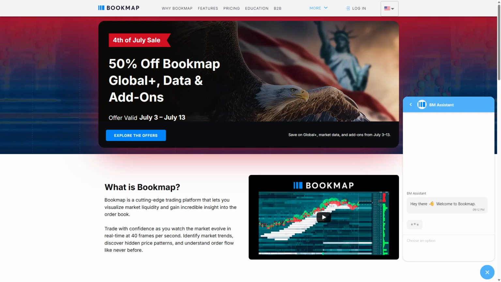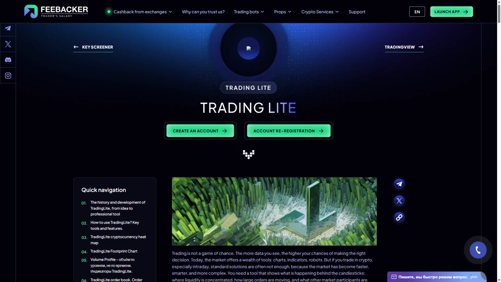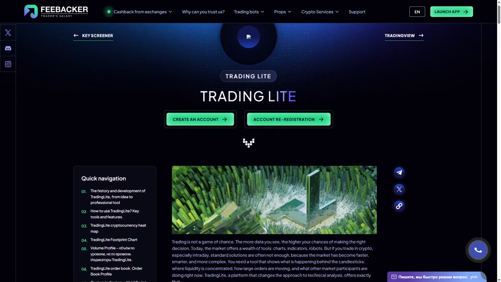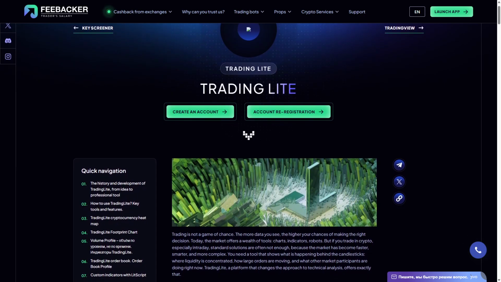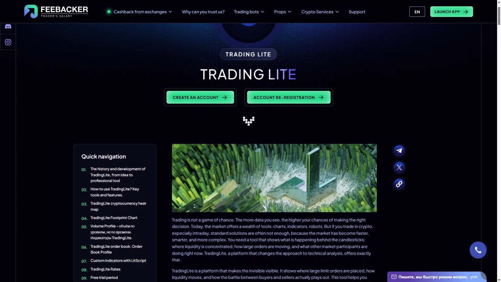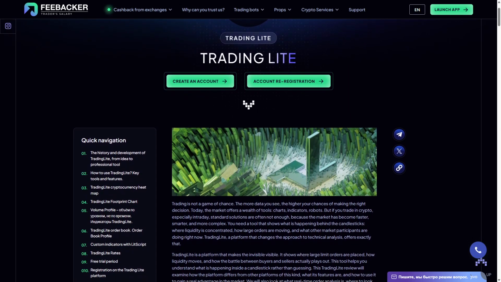The core difference lies in their interface and data presentation. TradingLite focuses on simplicity and heat maps, while Bookmap emphasizes detailed real-time market depth and footprint charts. TradingLite is an intuitive order flow platform that uses heat maps to display market liquidity and order book imbalances. It aggregates data from multiple exchanges, offering a clean visual representation of where buy and sell orders cluster. Traders benefit from its straightforward interface, which highlights volume spikes and price levels with color-coded heat maps.